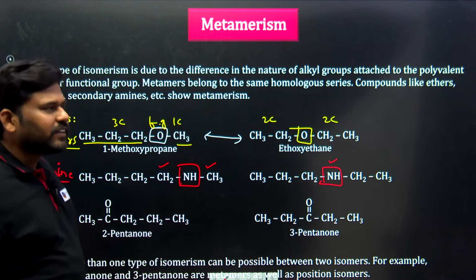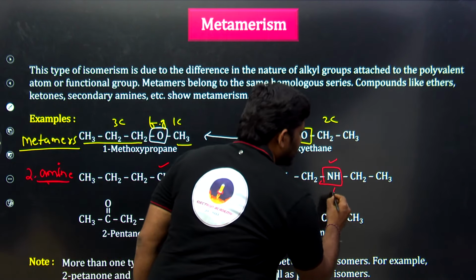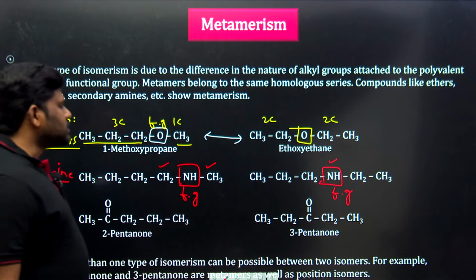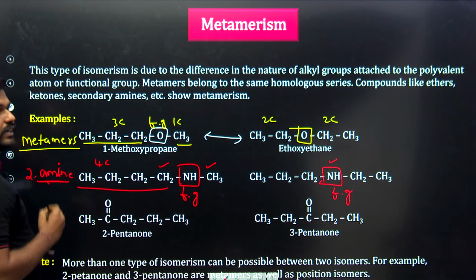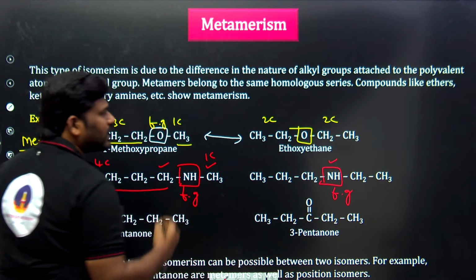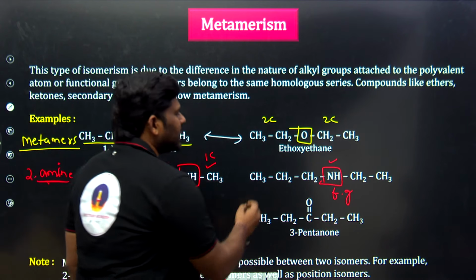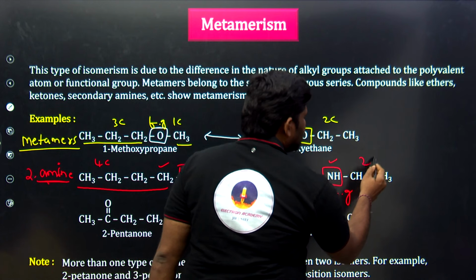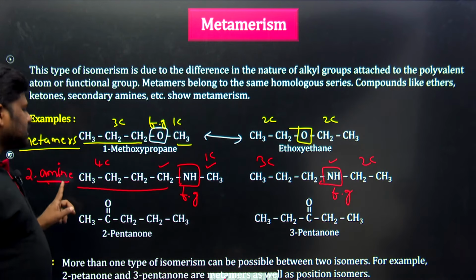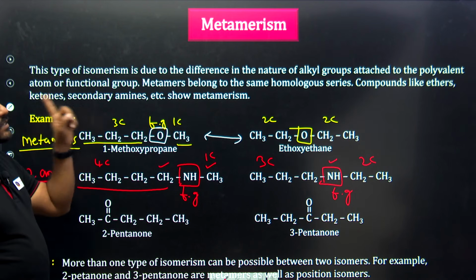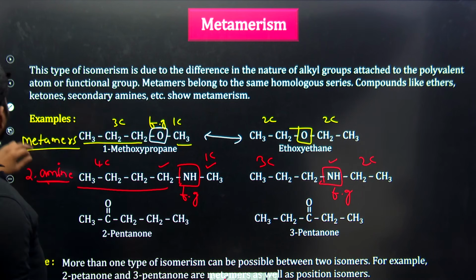What is the definition of metamerism? This is a functional group here, NH. On the left side of NH, count the carbons: 4 carbons. On the right side, 1 carbon. Left side 4 carbons, right side 1 carbon. Here, left side 3 carbons, right side 2 carbons. These two are collectively called metamers. Secondary amines also exhibit metamerism.